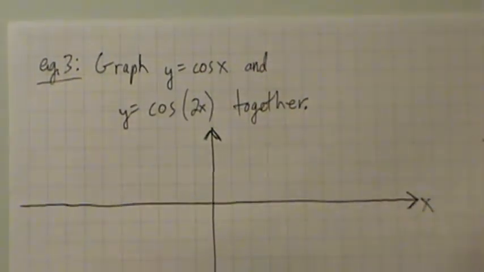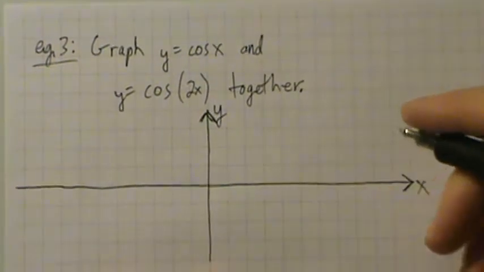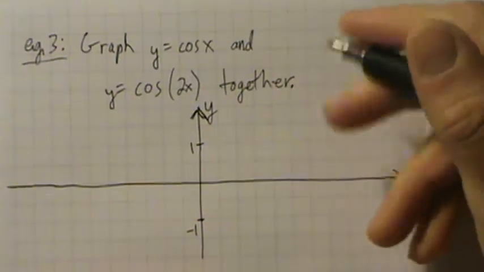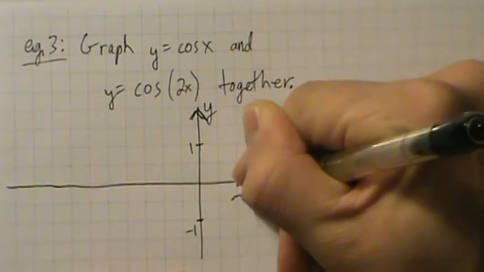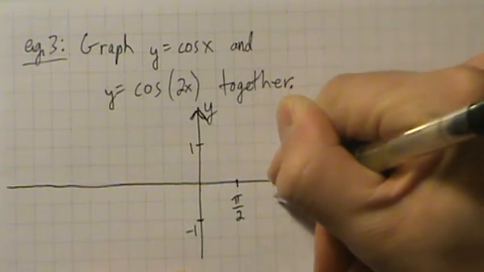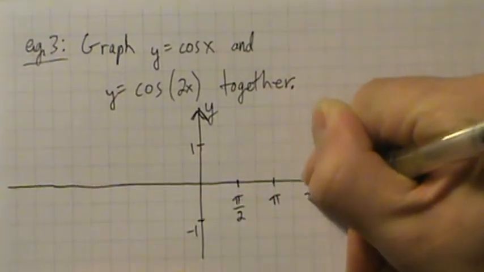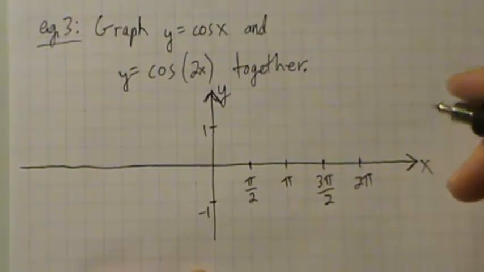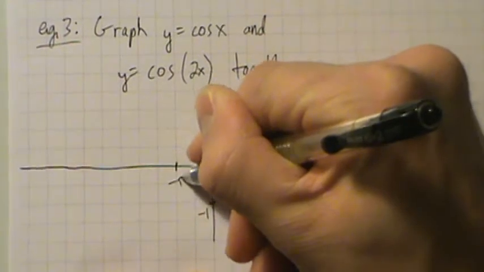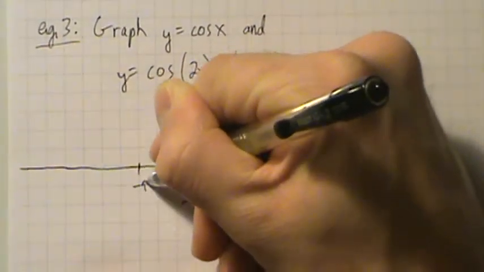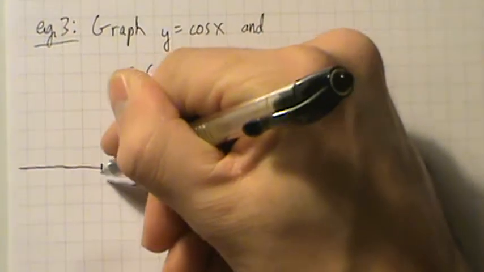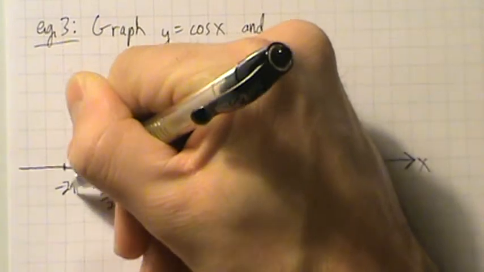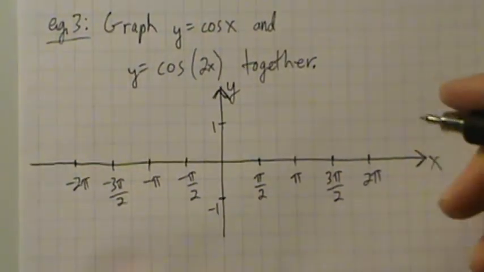Okay. So x-axis, y-axis. Let's put -1 down here, +1 up here, and then this will be pi over 2, pi, 3 pi over 2, and 2 pi. And then keeping the same scale, this will be -pi over 2, -pi, -3 pi over 2, and -2 pi. Okay? Now let's graph the cosine function.